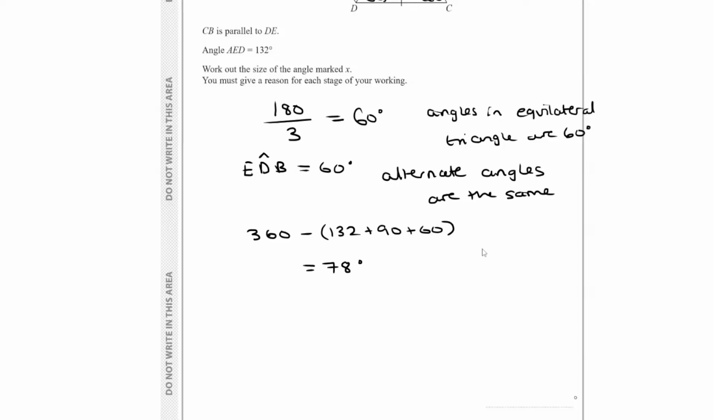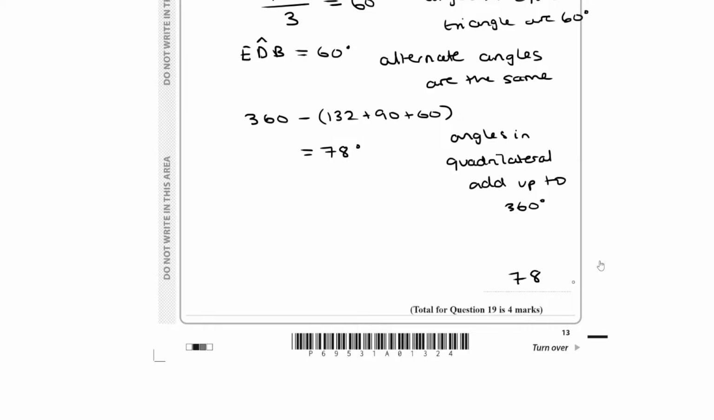And then that one was because angles in quadrilateral, all of these are written, these words, so you can just copy how to spell them if you are not sure. Add up to 360. So yes, 78 is fine. As you've put in the comments, you're right. 78. 4 marks for that one.